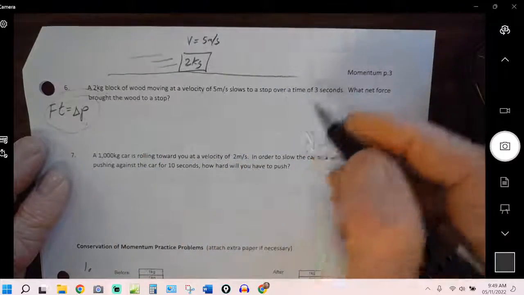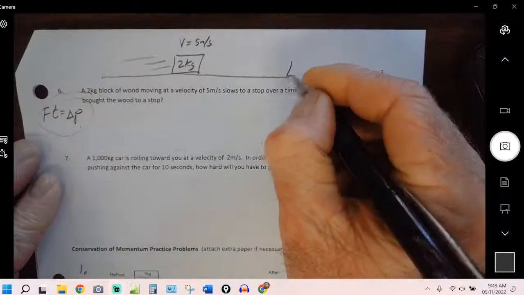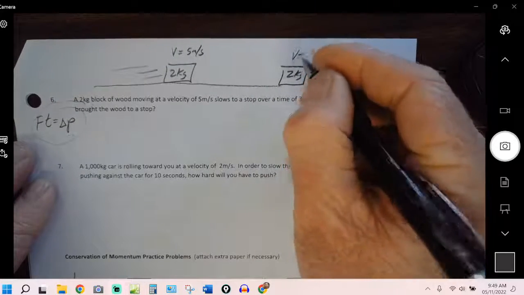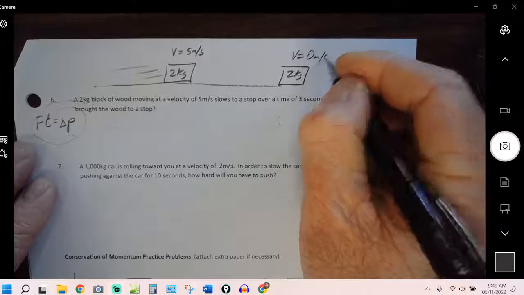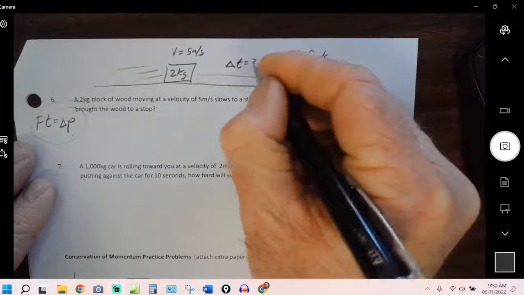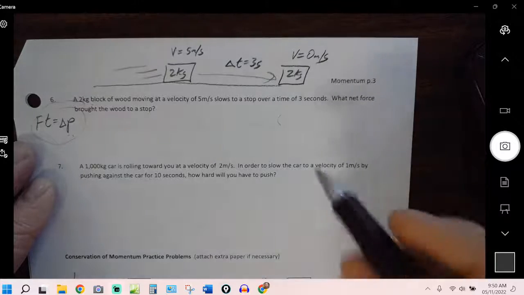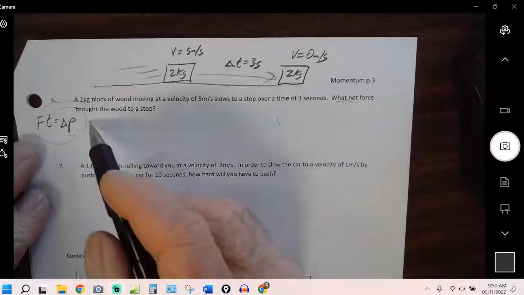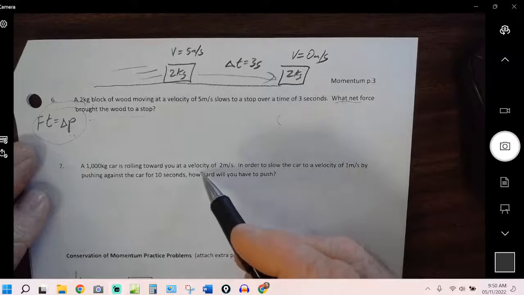It slows to a stop over a time of 3 seconds. So when it gets to here, the 2 kilogram block of wood is going to have a velocity of 0. And the time interval going from there to there is 3 seconds. So we need to figure out basically the force of friction. We need to find the force that's bringing the wood to a stop.